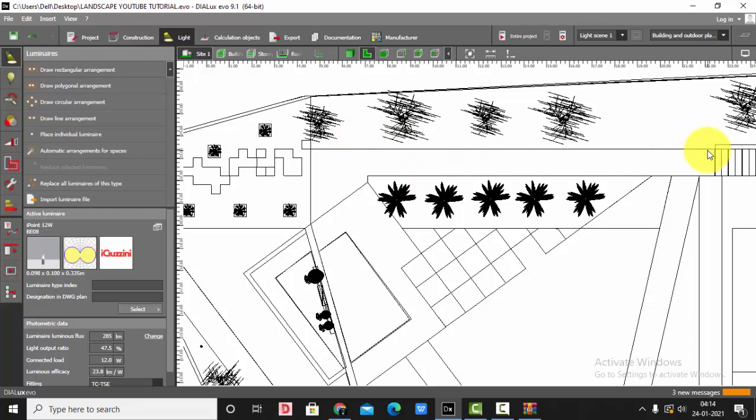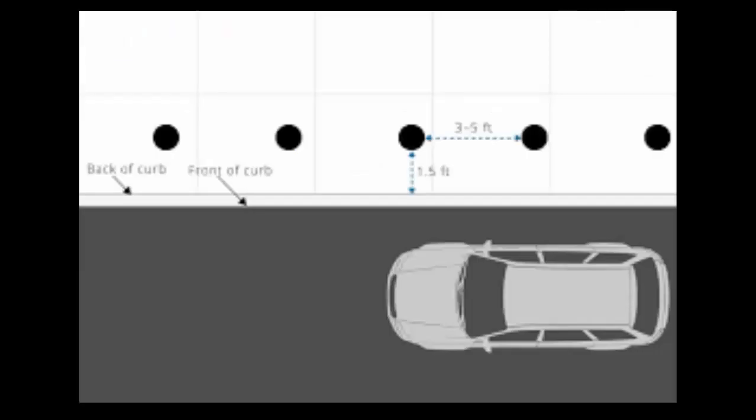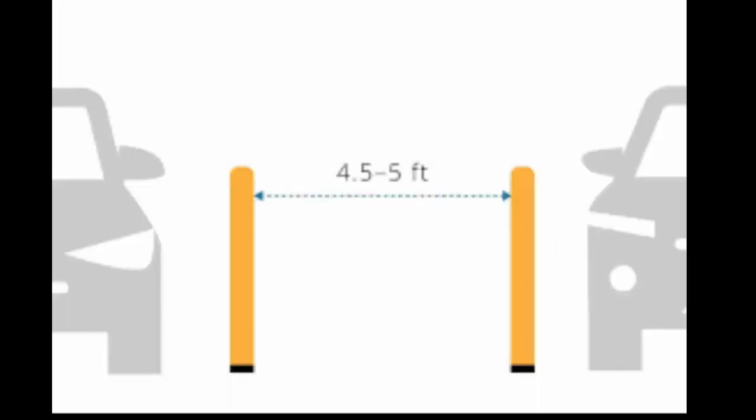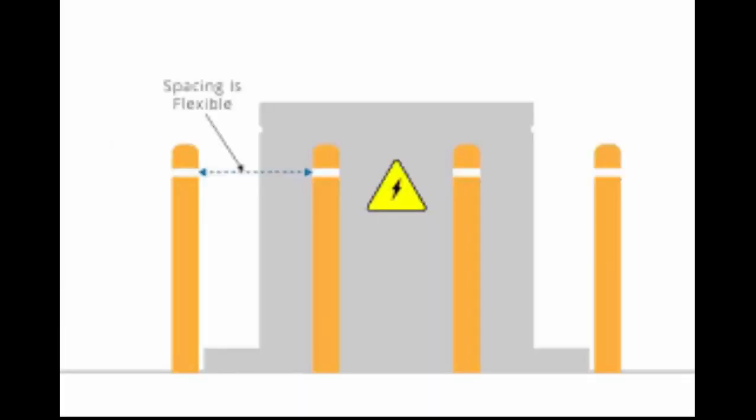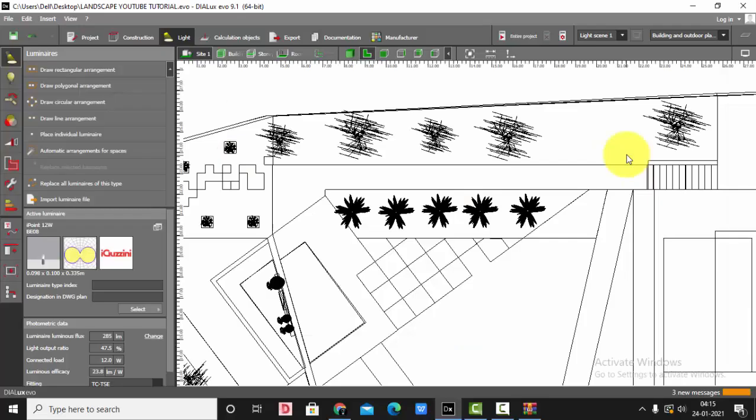Now next very important thing is how much should be the distance from bollard to bollard. So generally if you are using in front of any building or near the parking areas, it's recommended to follow the distance of 3 feet to 5 feet between two bollards. And if it is landscape, you can increase the distance because in the landscape you have light coming from the other sources as well. So for my project, I don't want it to be 3 feet or 5 feet because it will be very near for me. So I will consider something like 8 feet or something, and I will draw line arrangement.